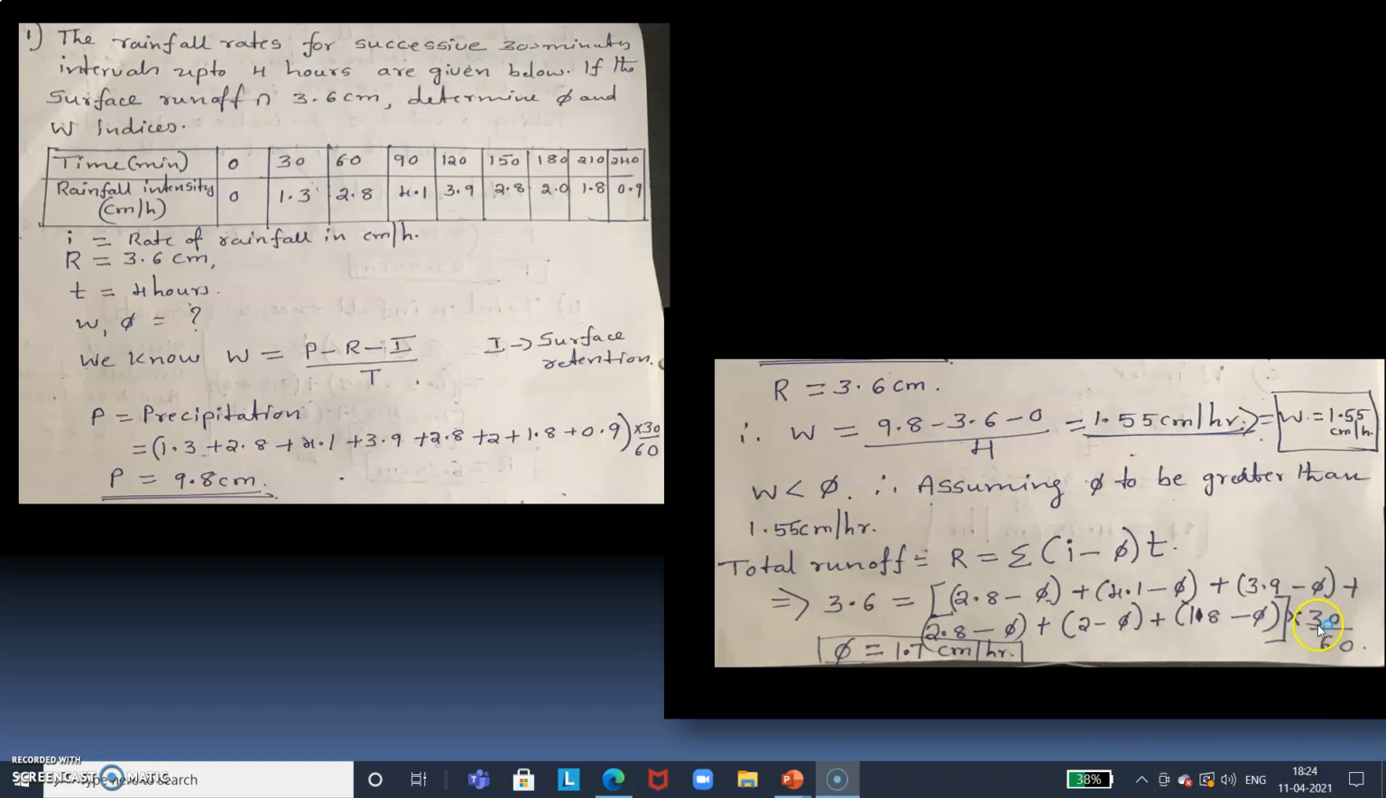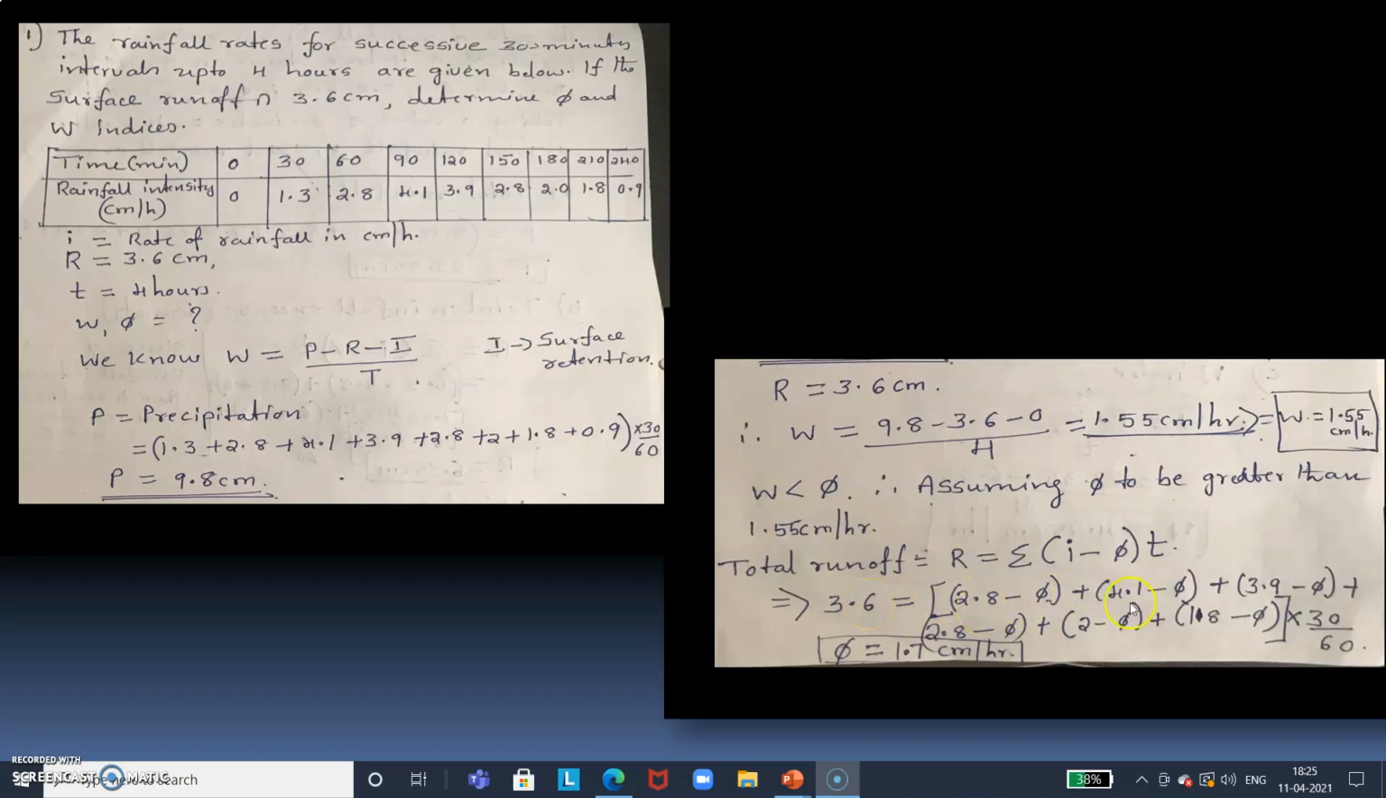So this is 30 minutes. I mean it is 30 minutes intervals, convert into hour. So 30 divided by 60, since 1 hour is equal to 60 minutes. So we have this runoff 3.6. Substitute this, the phi value goes to this side.